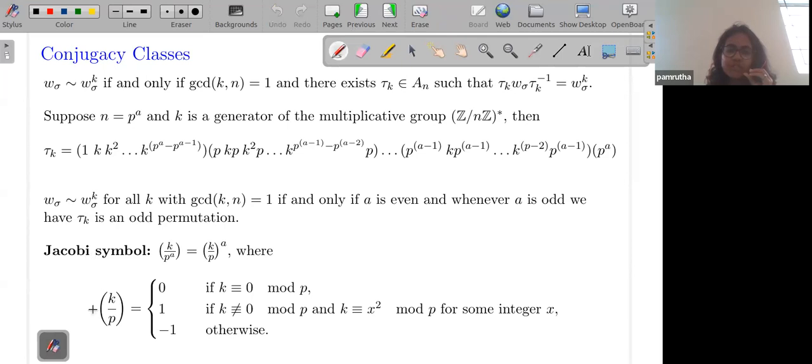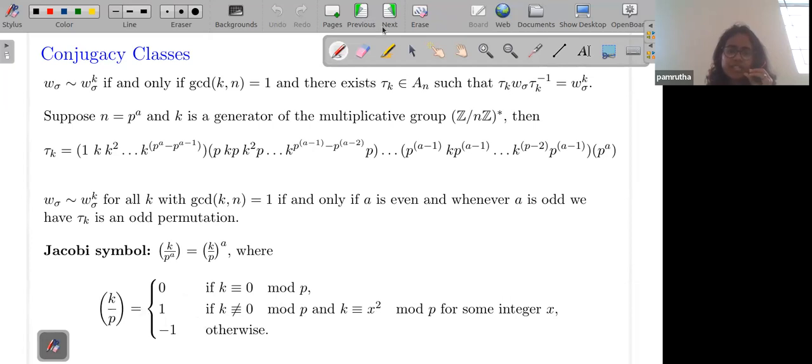And I want to introduce one more number theory notation, that is the Jacobi symbol, or I think the Legendre symbol. So (k / p^a) is simply (k / p) to the power a. How it is given is, it takes three values, 0, 1, minus 1, depending on whether it is a multiple of this prime p, or if it is not a multiple but it is a square modulo p, or otherwise it will be having minus 1.